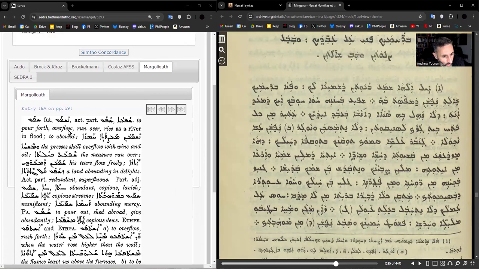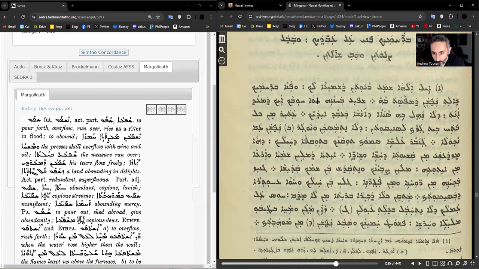Shpa means to overflow. Shpia means overflowing. Let's see if it even tells us. Sometimes it'll tell us what the passive participle is. Yeah, participle adjective shpia, abundant, copious. So it means overflowing. Shpia b'hanane, overflowing in his pity. So overflowing in his pity. This is addressing God. Oh, overflowing in his pity.